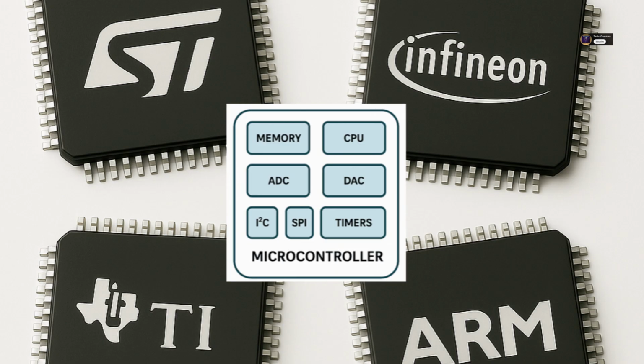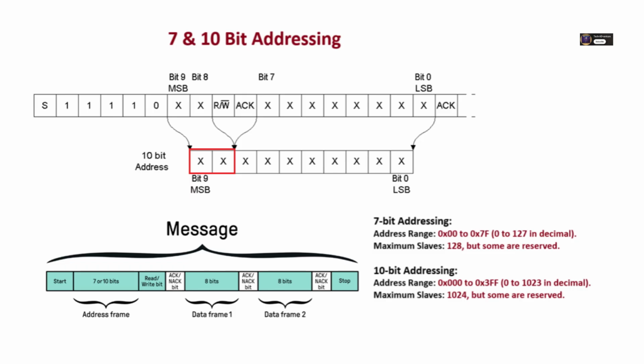Also, a quick correction. In the earlier I2C video, I mentioned 10-bit addressing supports up to 123 slaves. I meant it can support up to 1023. See here. For 7-bit addressing, the maximum is 128 addresses.